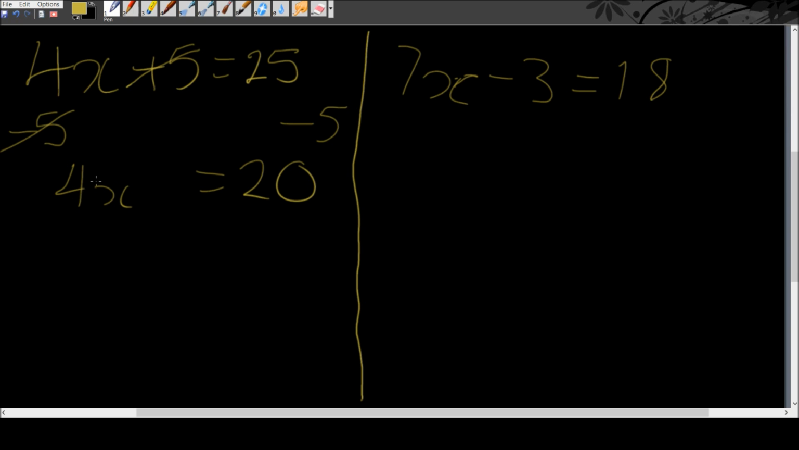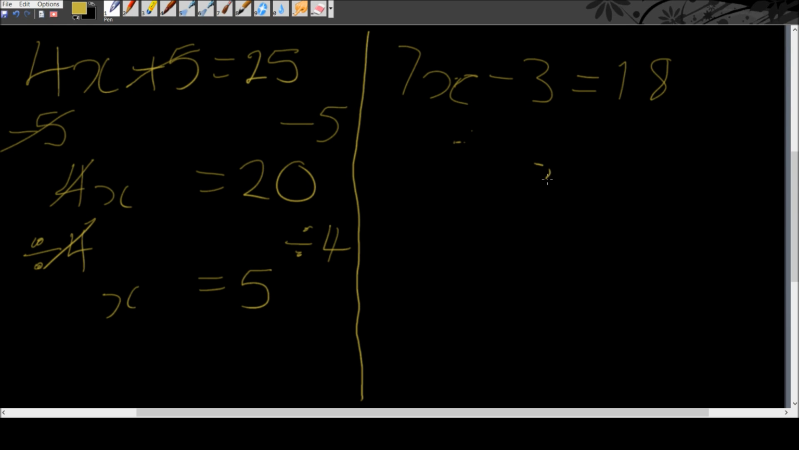We need to get rid of this 4, and this 4 is multiplying the x. So what's the inverse operation of multiplication? It is actually division. So we're going to divide this side by 4 and this side by 4 as well. So that 4 is going to cancel that 4 out. We're just going to be left with x is equal to 20 divided by 4, which gives us 5. Lovely, that is our answer. We've solved the equation. We've got x equal to 5.